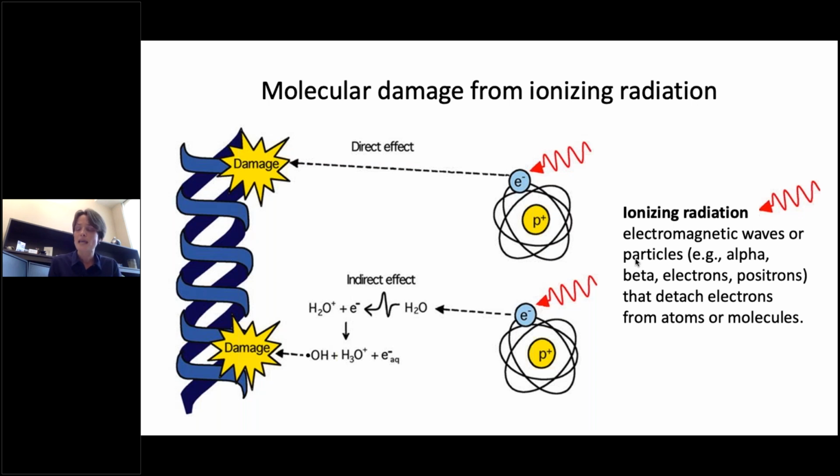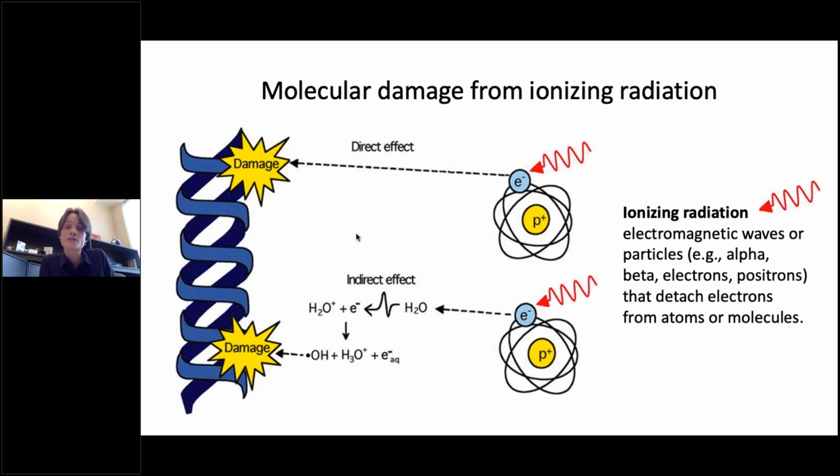What happens is they basically have so much energy that they can knock electrons out of the atoms of the tissue that is exposed. Now you can imagine that that will cause molecular damage. So that's illustrated in this diagram here.